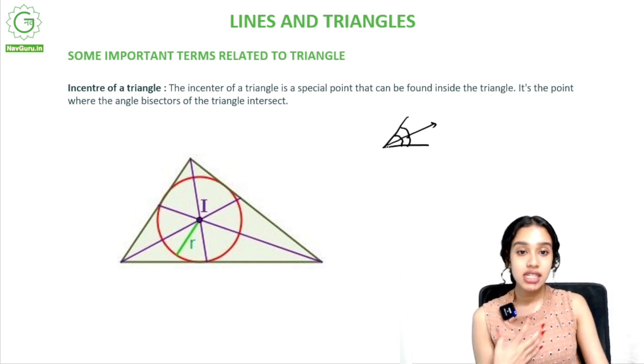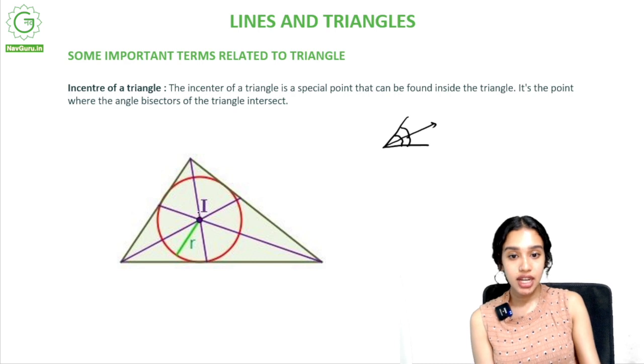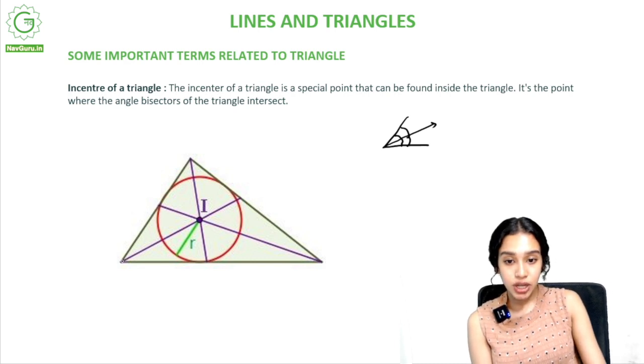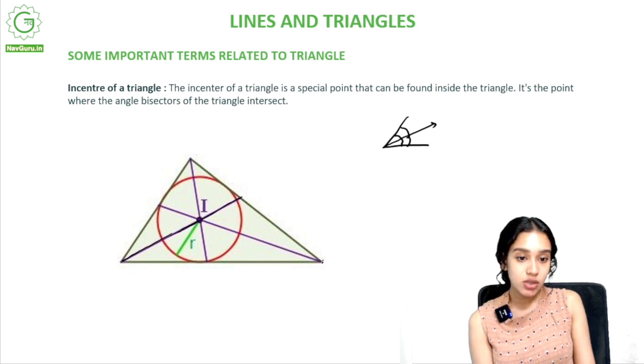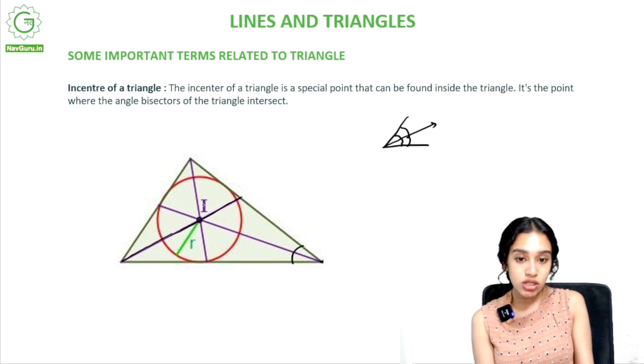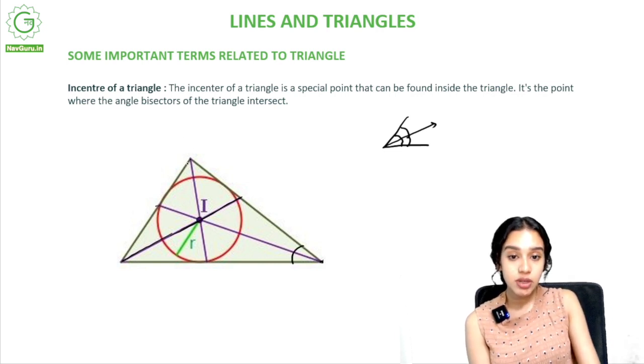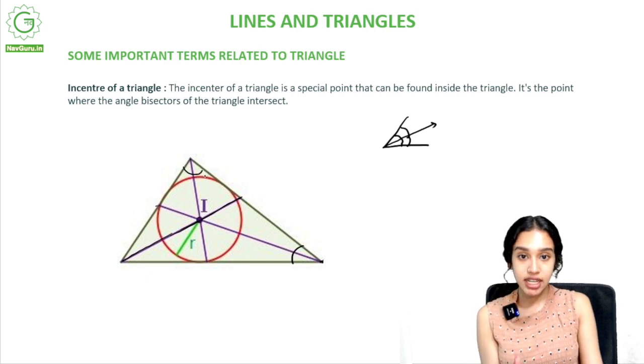So what does the incenter of a triangle mean? It means from one point we are drawing a bisector towards the opposite side, right? Now from this vertex we are drawing another bisector of this angle towards the opposite side, and from this vertex we are drawing another line, right?